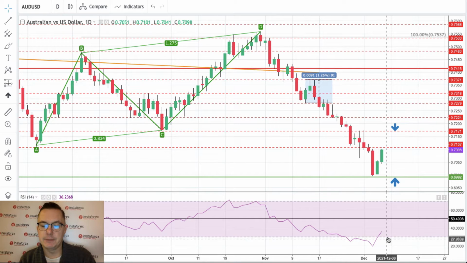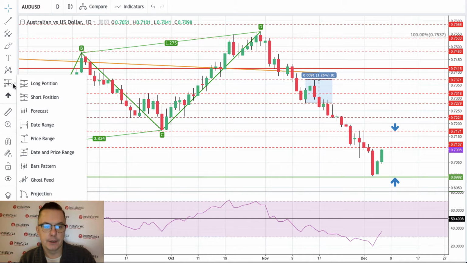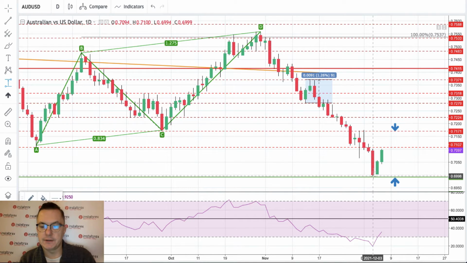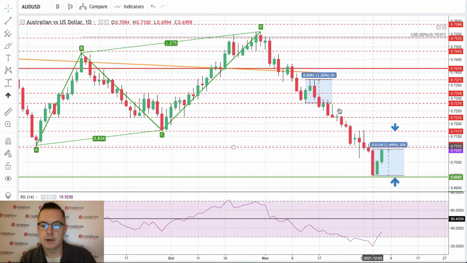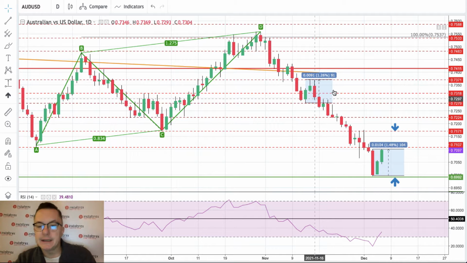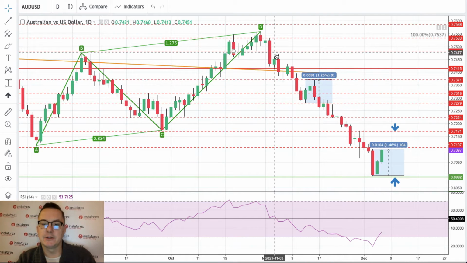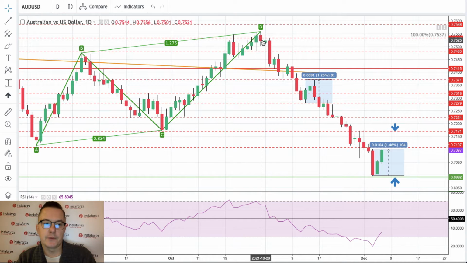The last reading was 20 points on the RSI. Now we are pointing to the north. The sentiment is kind of improving, but still bears are in charge of this pair. We should expect lower prices to come very soon. How much have we bounced already? 1.148%, which is very close to 1.26%, the biggest correction to the upside, the biggest bounce during this down move from the 29th of October.